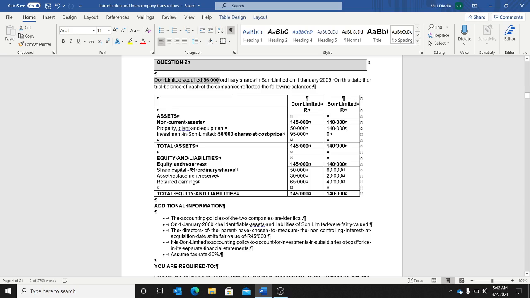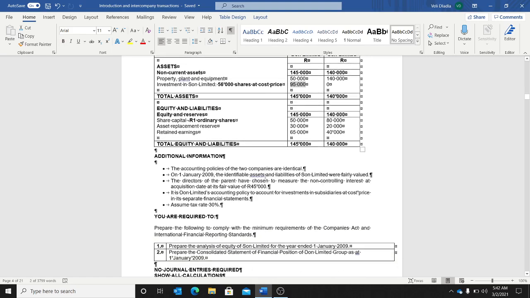Don Limited bought 56,000 of Sun. You see there are 80,000 at 100. Right. Now, how much did they pay? They paid 95,000. Okay.